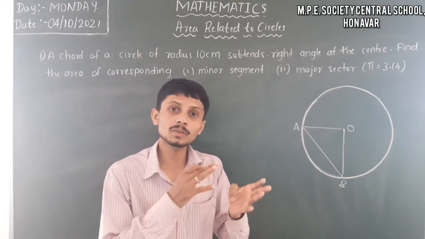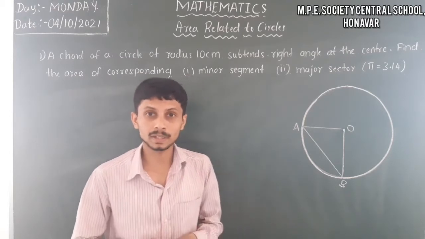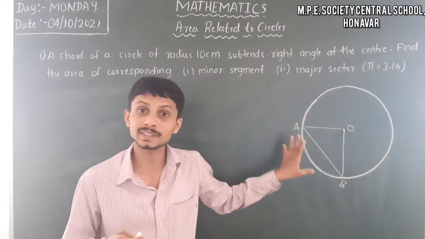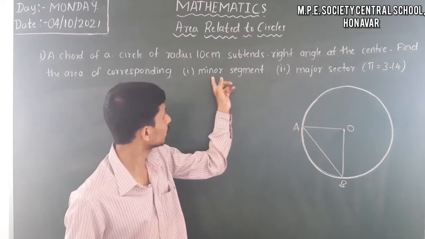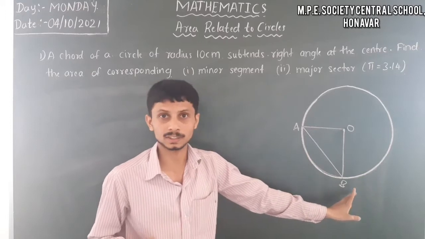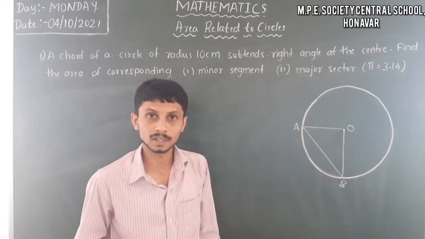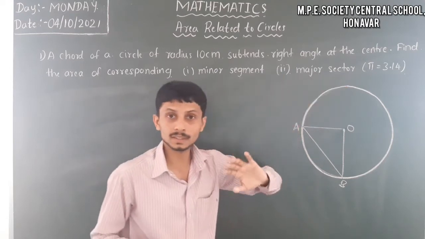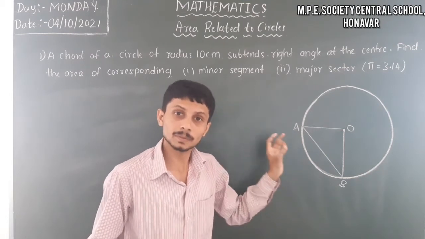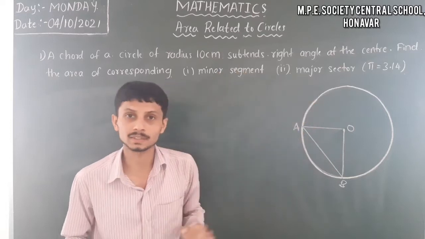If we have to find the major sector or a minor segment, particularly for a segment, firstly we have to find the sector. To find the minor segment, we have to find the minor sector first, and then the area of this triangle as well. To find the major sector, the minor sector is also needed. We subtract the minor sector from the complete area of the circle, so we get the major sector.